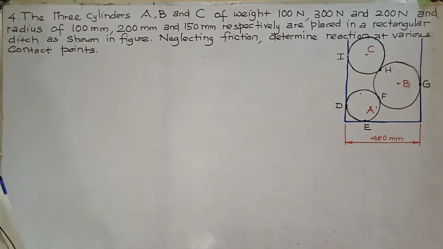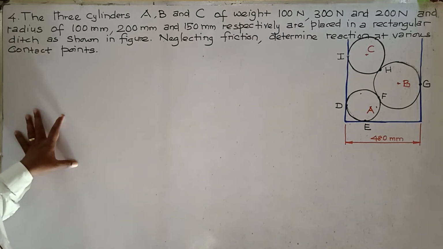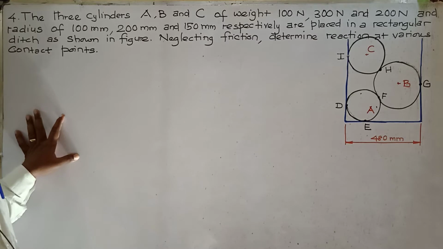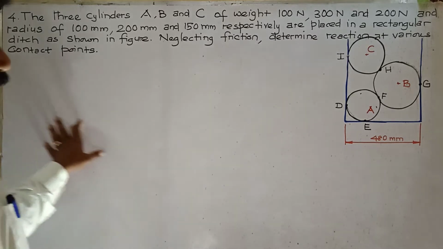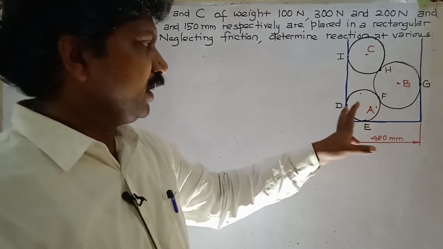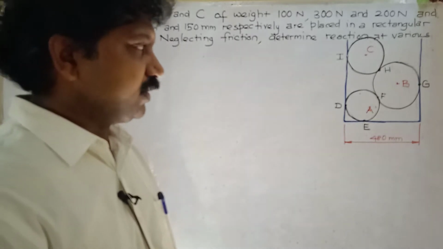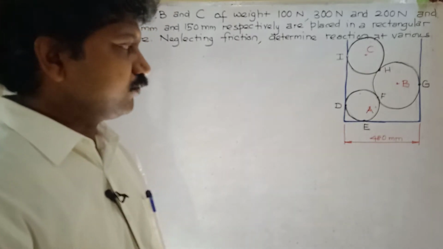The three cylinders A, B, C weigh 100 Newton, 300 Newton and 200 Newton, with radii 100 millimeter, 200 millimeter and 150 millimeter. They are placed in a rectangular ditch as shown in the figure. Neglecting friction, determine the reactions at various contact points. The contact points given are I, H, G, F, E, D. Our aim is to find the reactions at all the contact points I, H, G, F, E, D.